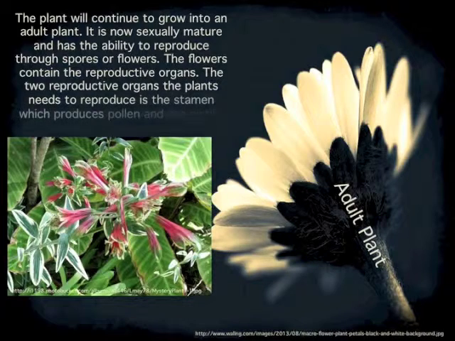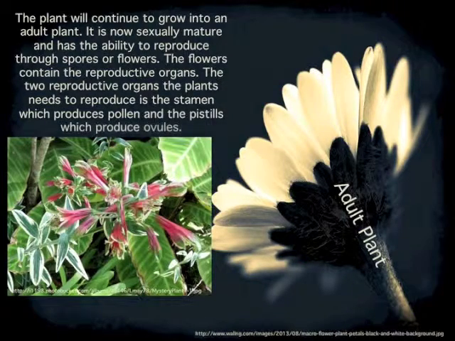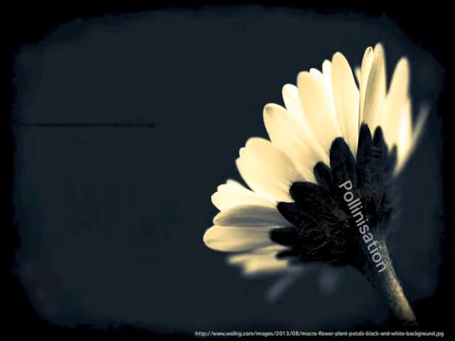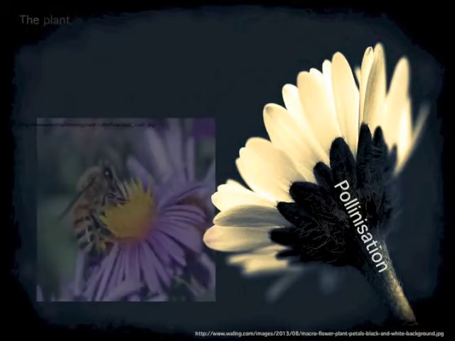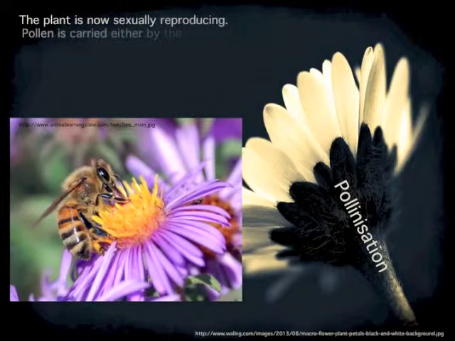The flowers contain the reproductive organs. The two reproductive organs the plant needs to produce are the stamen, which produces pollen, and the pistils, which produce ovules. The plant is now sexually reproducing.